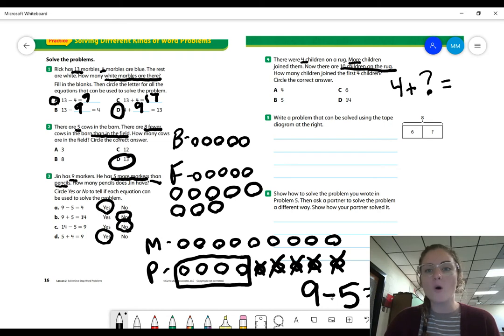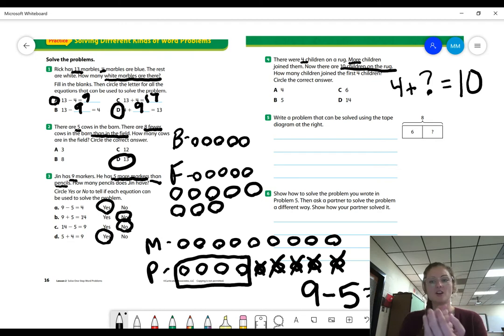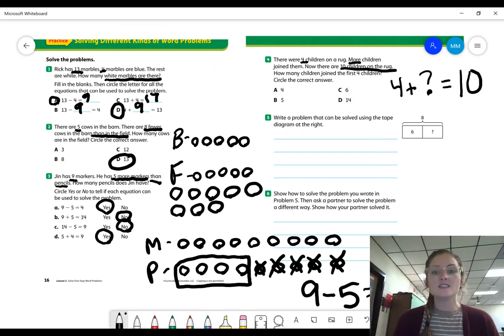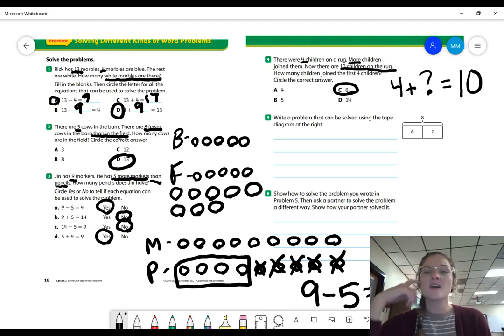So what was our whole? There were 4 children on a rug. More children joined them. Now there are 10. How many joined the first 4? What can we do to find this missing part? We can count on. So let's start at 4 and count to 10. 4, 5, 6, 7, 8, 9, and 10. So 6 children joined.